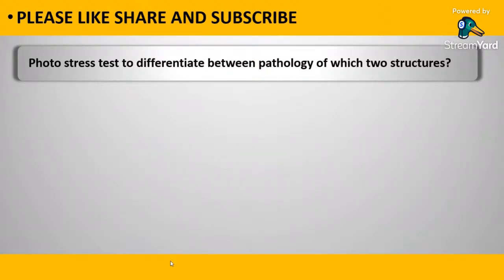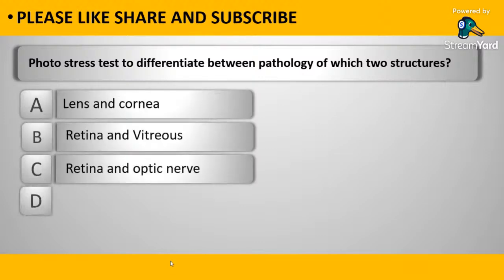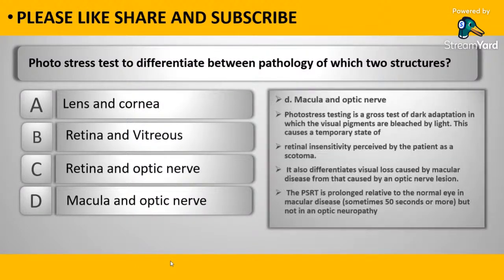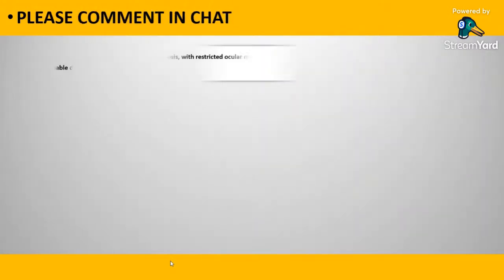Photostress test is used to differentiate between pathology of which two structures? A. Lens and cornea. B. Retina and vitreous. C. Retina and optic nerve. D. Macula and optic nerve. The correct answer here is macula and optic nerve. Photostress testing is a gross test of dark adaptation in which the visual pigments are bleached by light. This causes a temporary state of retinal insensitivity perceived by the patient as a scotoma. It also differentiates visual loss caused by macular disease from that caused by optic nerve lesion.